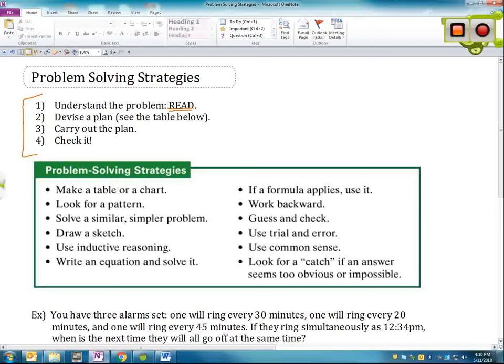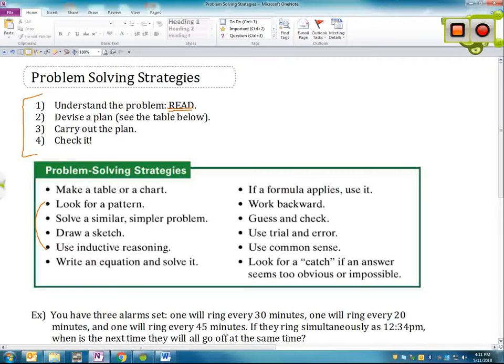Solving a similar or simpler problem means, can we condense the problem that we have into something that is more basic? Like maybe it's something geometric and we can really just take the whole figure and then redraw it as maybe a triangle, and then we're looking at that triangle, maybe area of a triangle, and to figure out how that applies to the original problem, the broader problem. Drawing a sketch is a great idea, especially when we have anything geometric happening. Inductive reasoning, again, is similar to looking for a pattern, so these two are related.